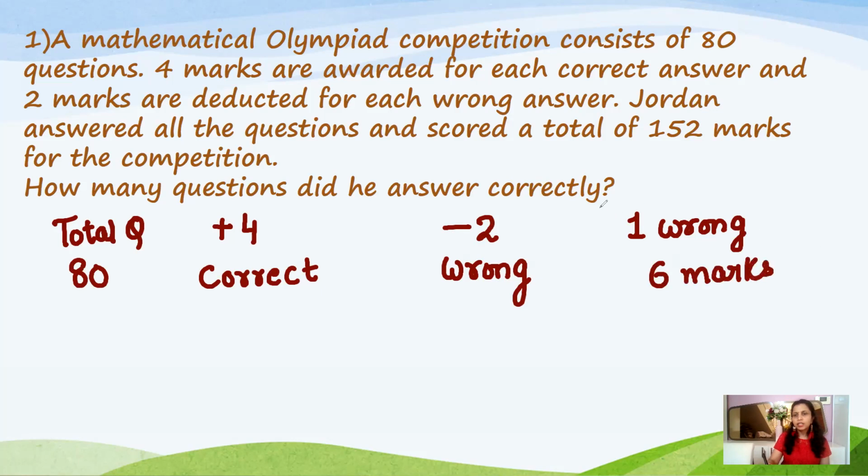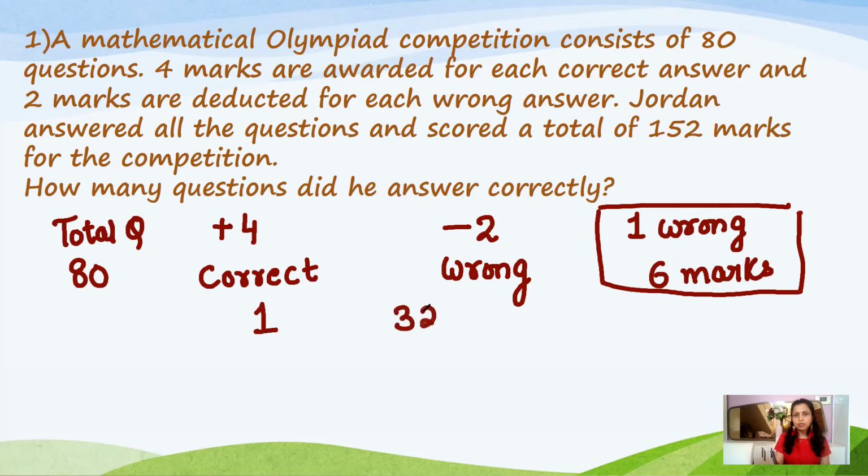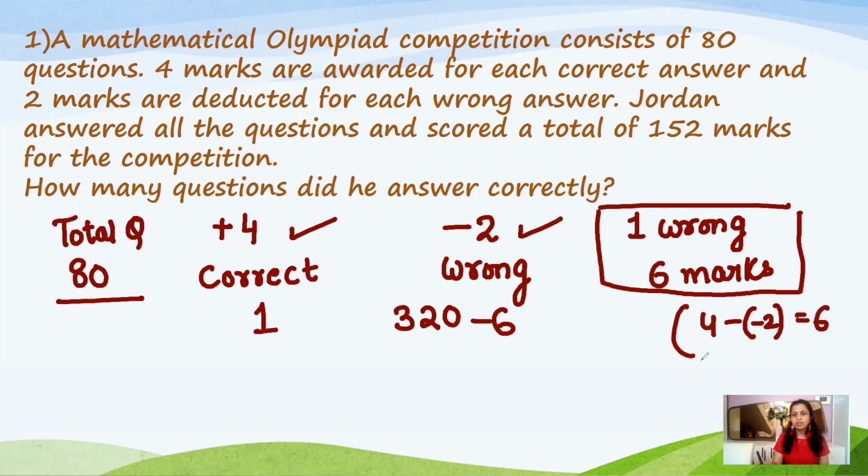If you understand that if one question is wrong, the loss is 6 marks, half of our job is done. That means if one question is wrong, how many marks do we get? 320 minus 6, because the 4 marks for a correct answer, which had been assumed, will not be awarded, and minus 2 will be for the wrong one.